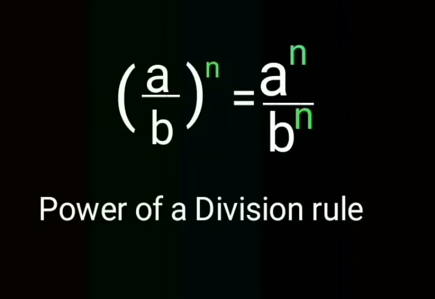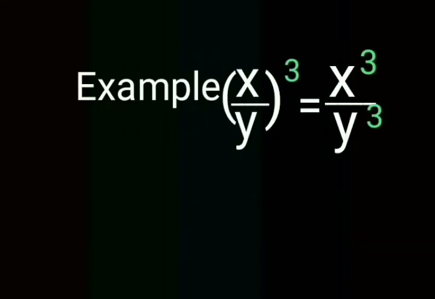In the power of a division rule: any base a is divided by base b and both are raised to the power n. The result: both a and b have the power n. Example: x divided by y, both raised to the power 3, or cubed. The result will be x cubed over y cubed.